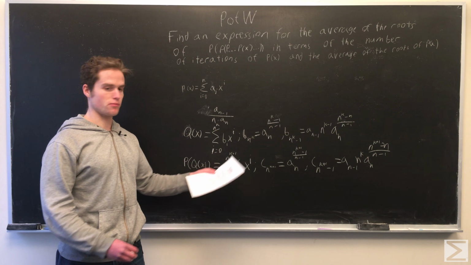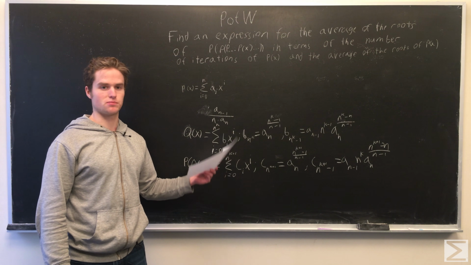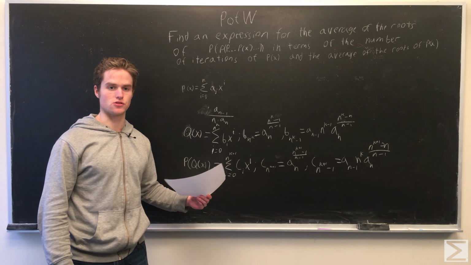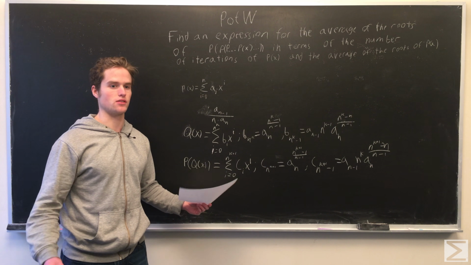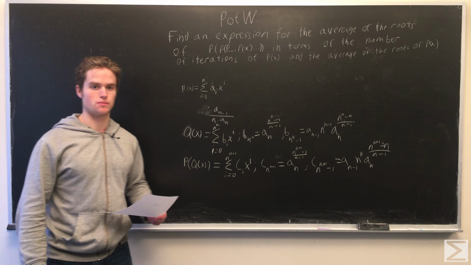And so from this, we see that the average of the roots stays the same, and that our base case is just p of x. And so over repeated iterations, our average is just going to stay the same via induction. And that gives the solution.